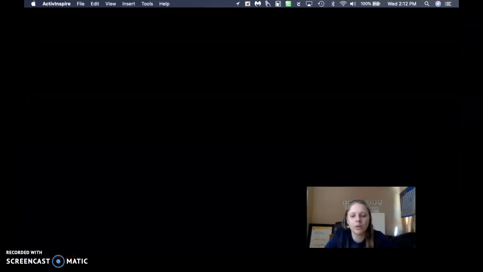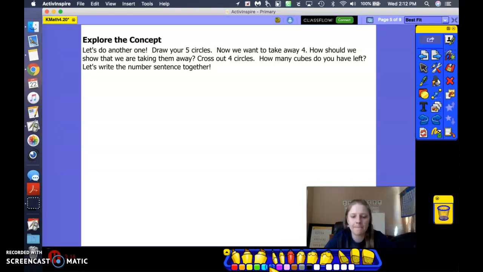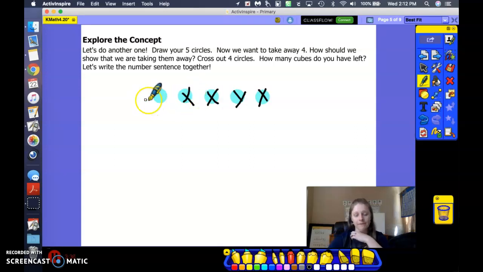Let's draw some circles for our story. Remember in math class, we just draw some quick circles so that we can learn. 1, 2, 3, 4, 5. I want you to take away 4 circles on your board. 1, 2, 3, 4. Great, your board should look like mine. 5 circles, 4 of them crossed out.